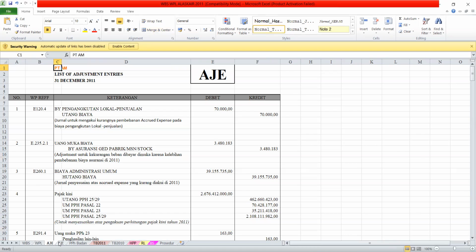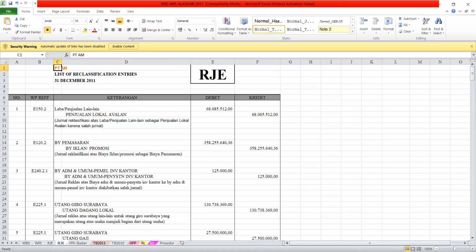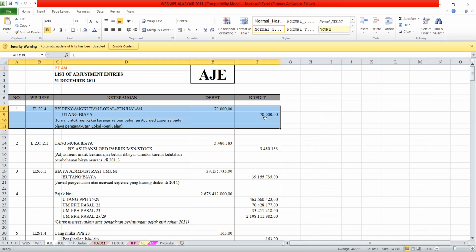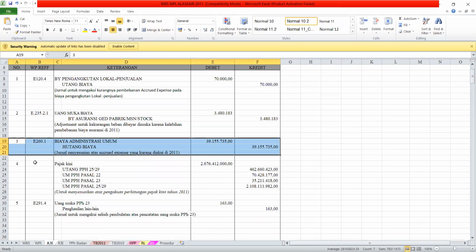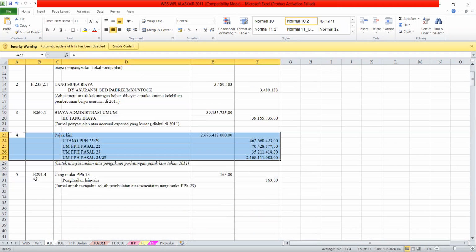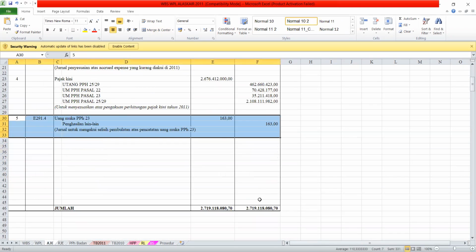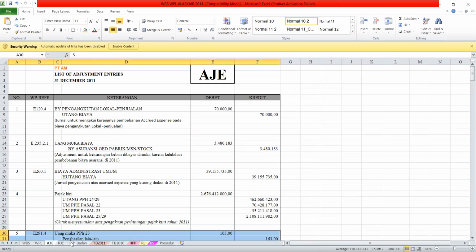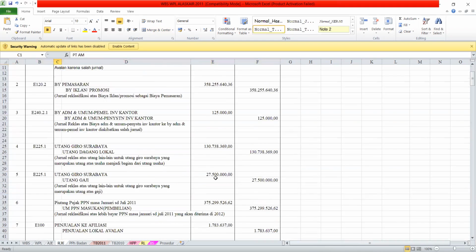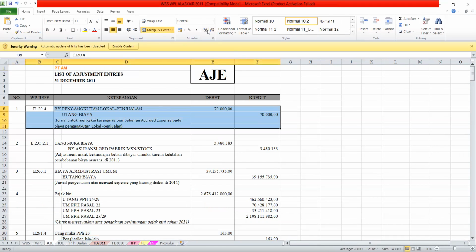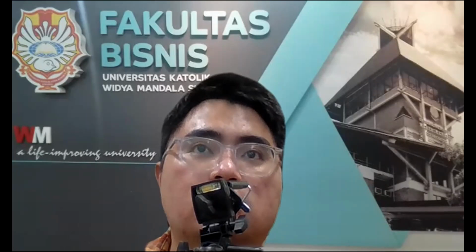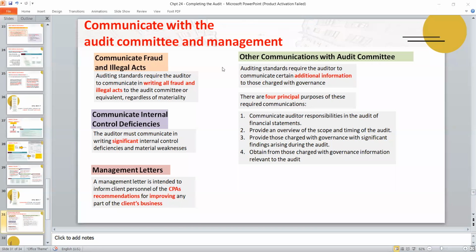Yeah, the adjustment journal entry list, the reclassification journal entry list. One by one, the audit findings. All of this is the audit findings. One by one will be discussed in the meetings. Oh, it's only 5 findings. Yeah. So they will discuss the audit findings.